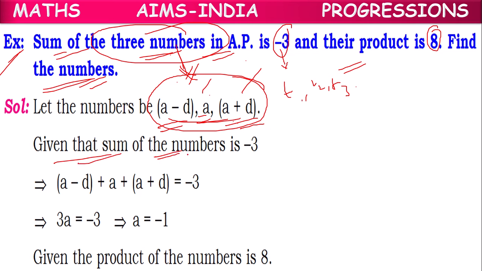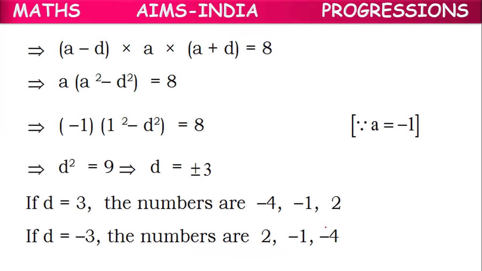Given that their sum is equal to -3, so a minus d plus a plus a plus d equals -3. So minus d plus d gets cancelled. If we do the sum, a plus a plus a, 3a equals -3, or a equals -1. And they have given the product of the numbers is 8. So (a minus d) into a into (a plus d) equals 8. (a minus d) into (a plus d) is in the form of a square minus d square, so a into (a square minus d square) equals 8. In the place of a, we can keep -1.